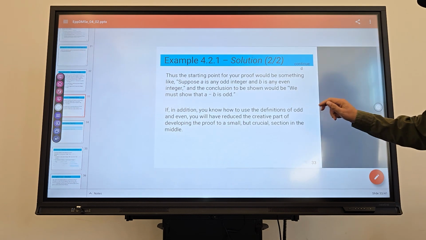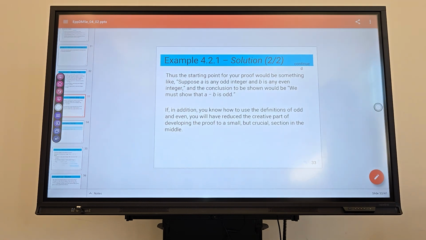One way. Thus, the starting point for your proof should be something like, suppose a is any odd integer and b is any even integer. The conclusion to be shown would be, we must show that a minus b is odd. If, in addition, you know how to use the definitions of odd and even, you will have reduced the creative part of developing the proof to a small but crucial section in the middle.